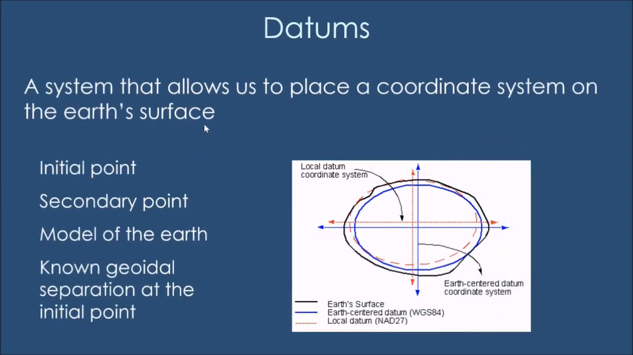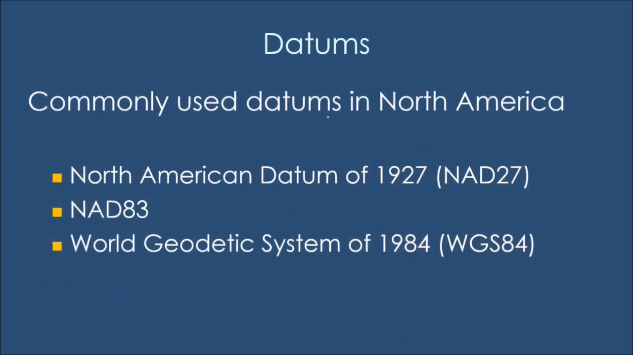Now we come to datums. A datum is a system that allows us to place a coordinate system on the earth's surface. So you have an initial point, a secondary point, a model of the earth, and a known geoidal separation at the initial point. So this is the local datum coordinate system. In these three, the black one is the earth surface, the dotted one is the local datum, and the blue is the earth-centered datum. Commonly used datums in America are NAD-27, NAD-83, and the most popular used everywhere is WGS-84.